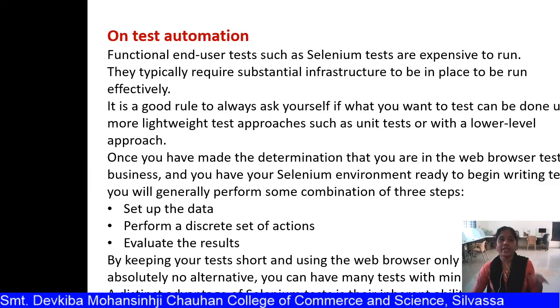But it is a good rule to always ask yourself if what you want to test can be done using more lightweight test approaches such as unit tests or lower level tests. So first you have to ask yourself what you would like to do, whether you would like to use unit testing or lower level testing. Once your decision is ready, then you can start with the automation testing.